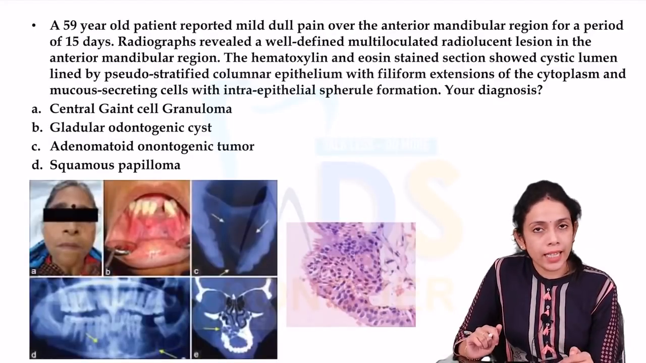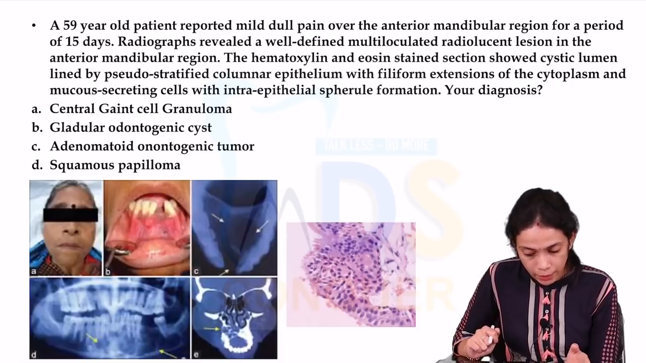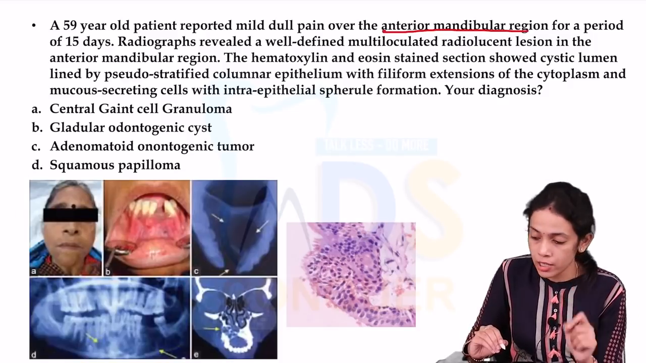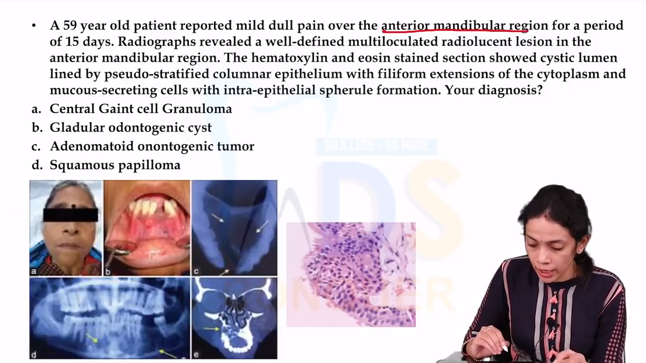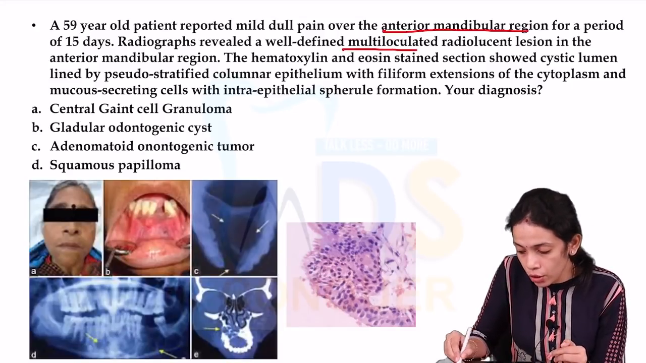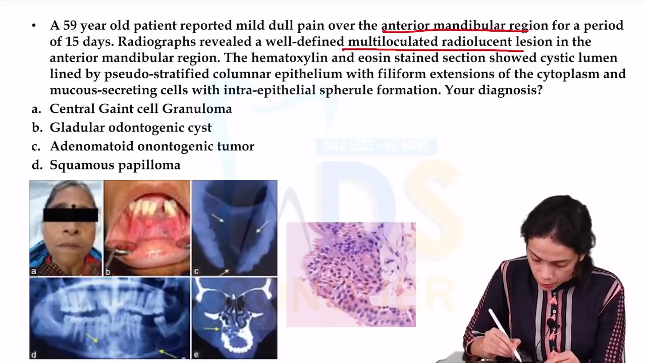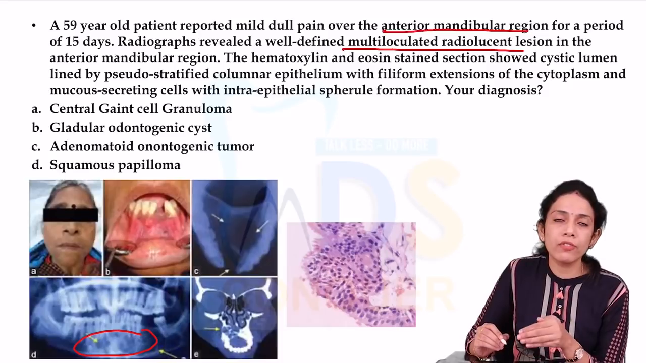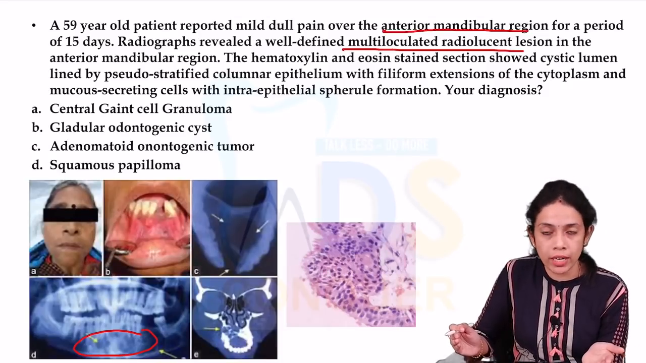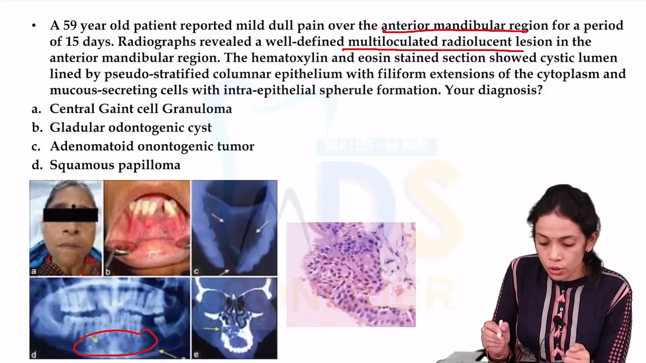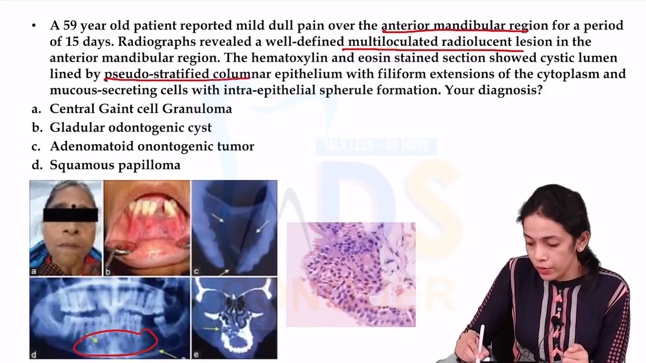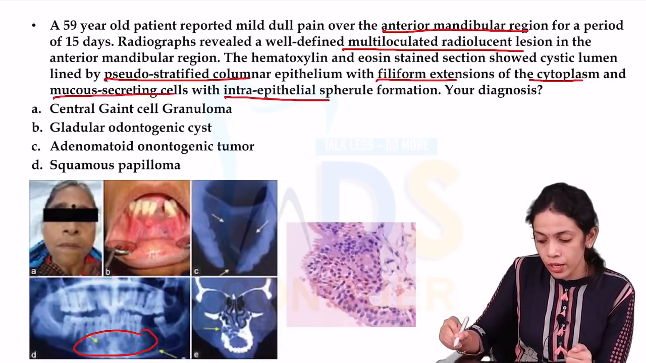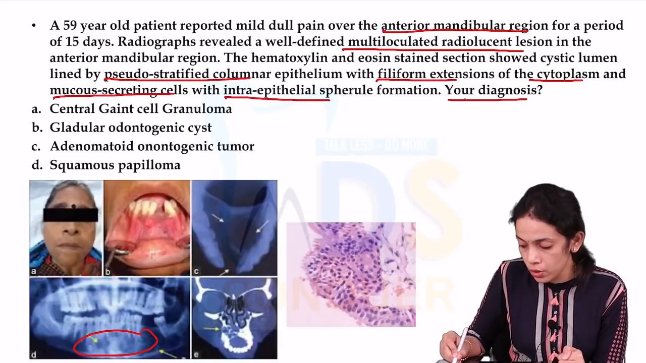Okay, so the next case is a 59-year-old patient who has reported with mild dull pain over the anterior mandibular region for a period of 15 days. The radiographs have revealed a multilocular radiolucent lesion anteriorly. The histopath features show pseudostratified columnar epithelium with filiform extensions of the cytoplasm, mucus secreting cells and intraepithelial spherule formation. So what is your diagnosis?